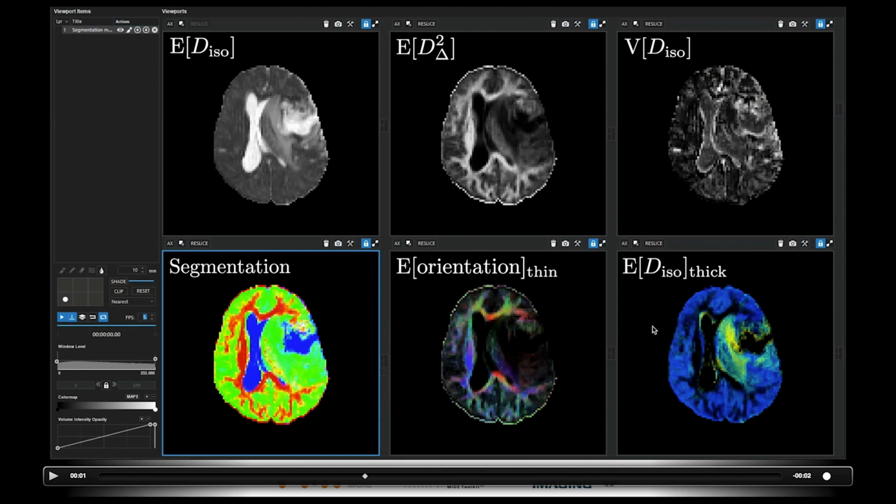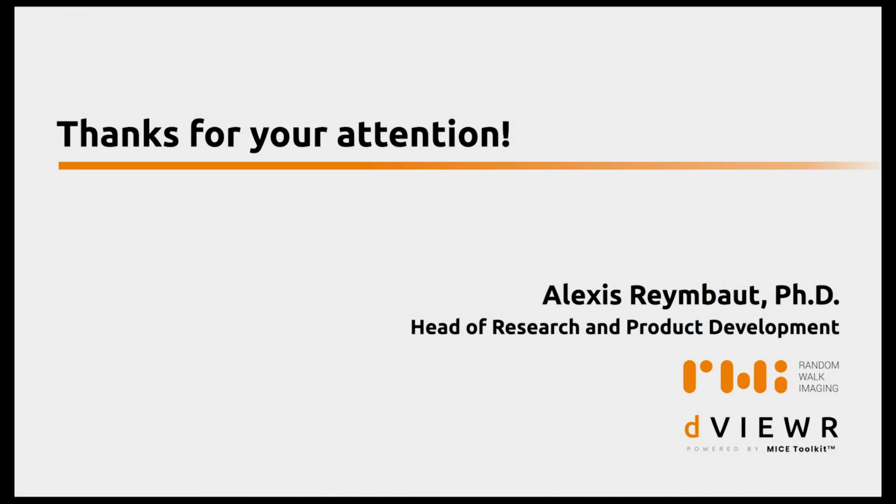And finally, this is the colored mean diffusivity map in the thick bin. And you can see here that in the thick bin you have this gray matter and you have this other area that lights up at higher color, this yellow compared to the blue of the gray matter, which means that this area has a higher isotropic diffusivity. This is actually edema. Thank you very much for your attention.